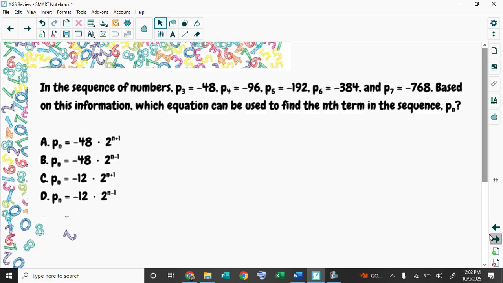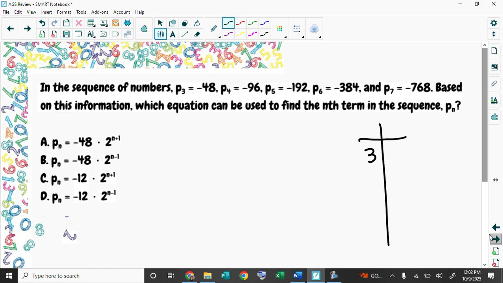In the sequence of numbers, P of 3 is negative 48, P of 4 is this. This means that the third term is negative 48, the fourth term is negative 96, and so on and so on. So if you needed to, you could make a table: 3, negative 48, 4, negative 96, and so on.